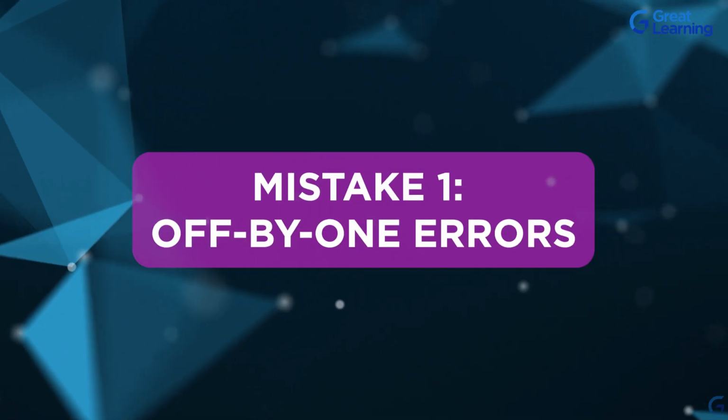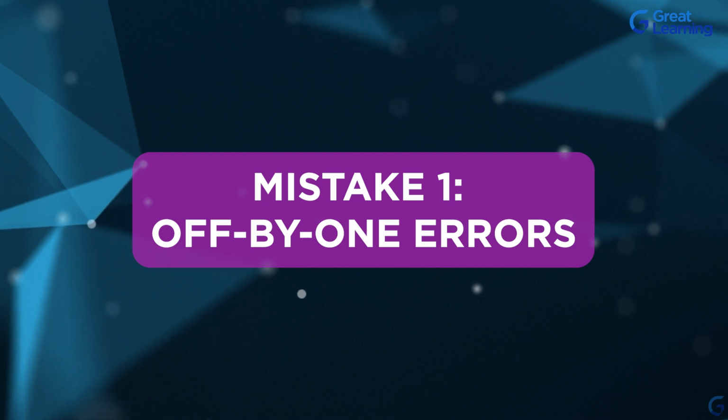Our first mistake is the infamous off by one error. This happens when loops iterate one time too many or too few. Let's take an example to understand this better.